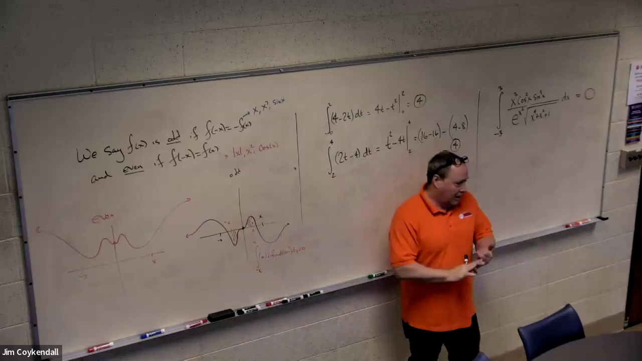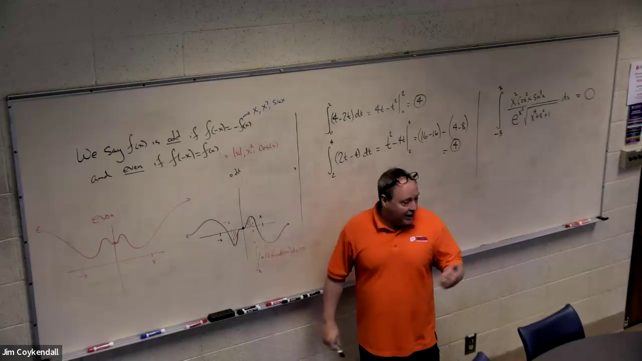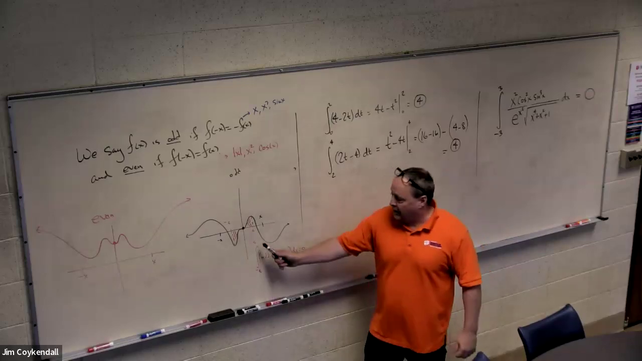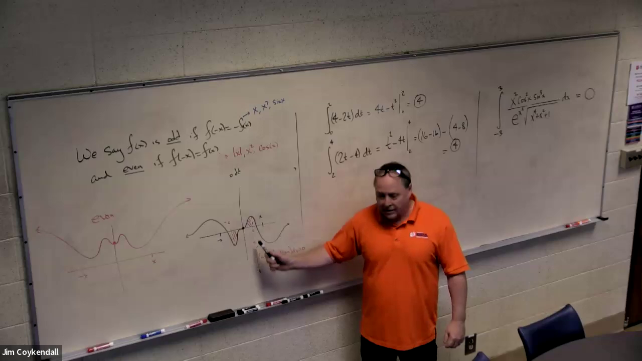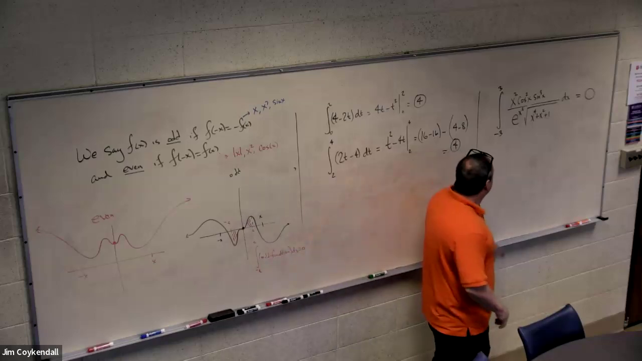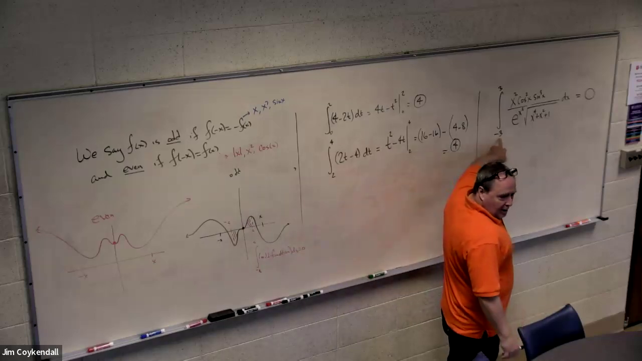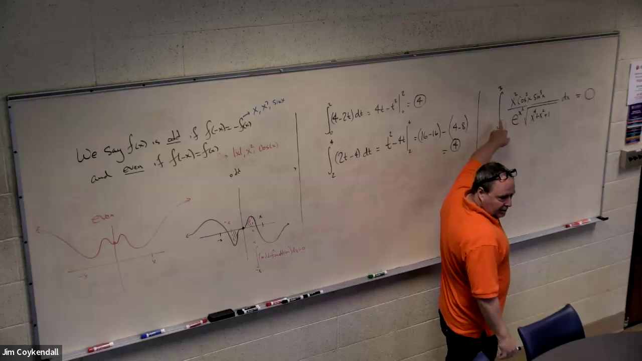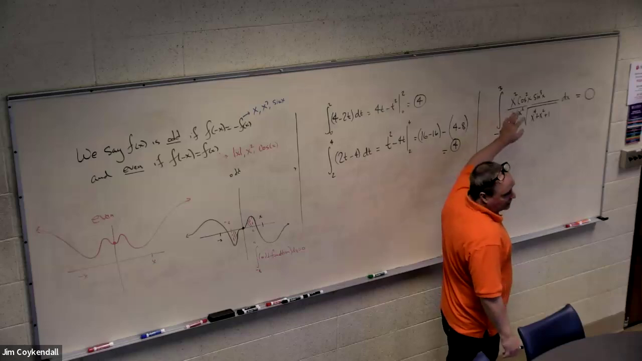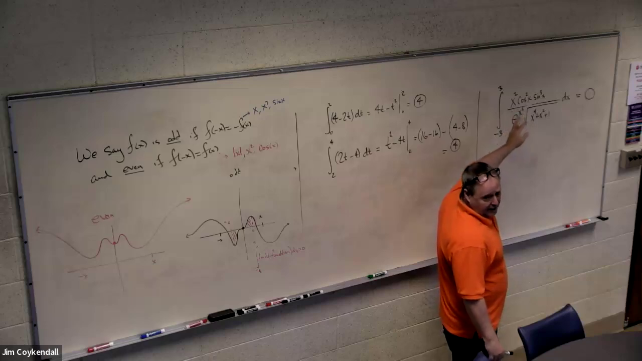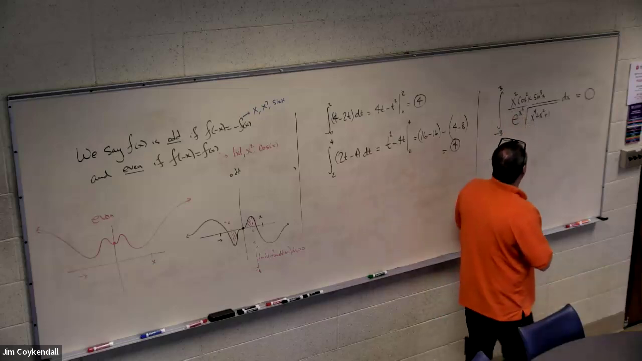Now, you've got to have two things going on. You've got to have it odd, and you've got to have it on a symmetric interval. Whatever is here and here has to be the same. Otherwise, if I change this problem from negative 2 to 3 or negative 3 to 4, I'm totally opposed. I'm just going to have to box it.